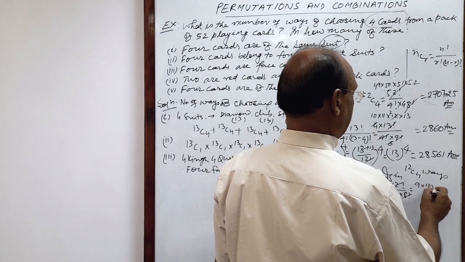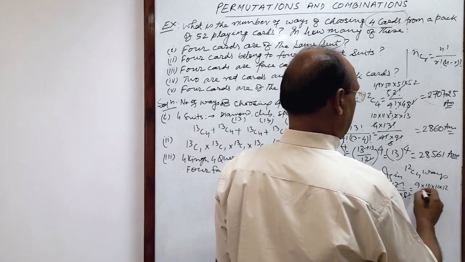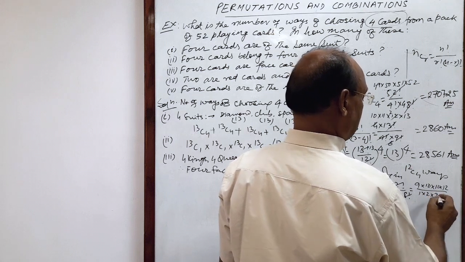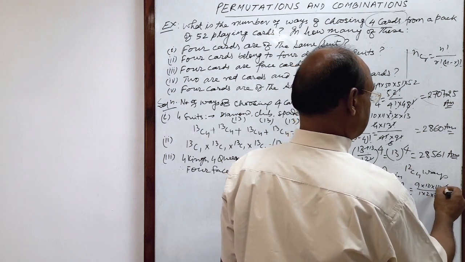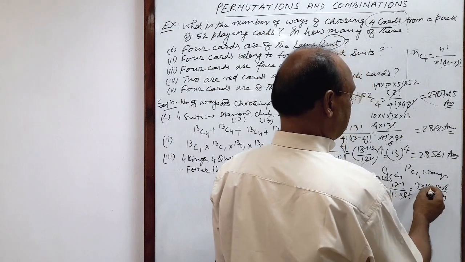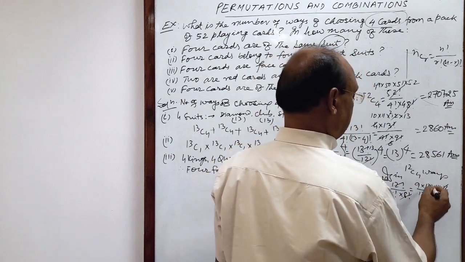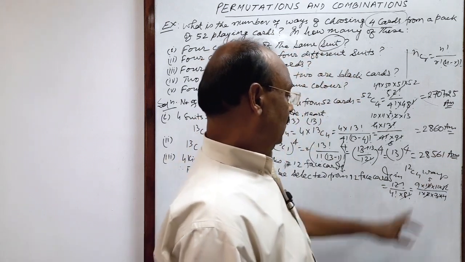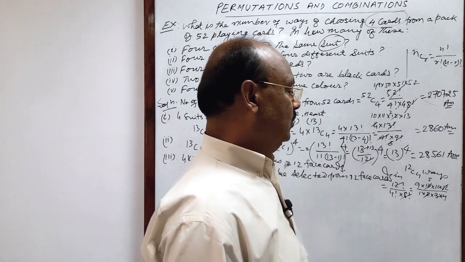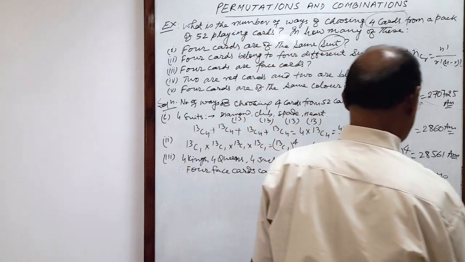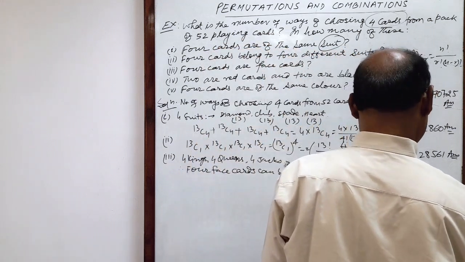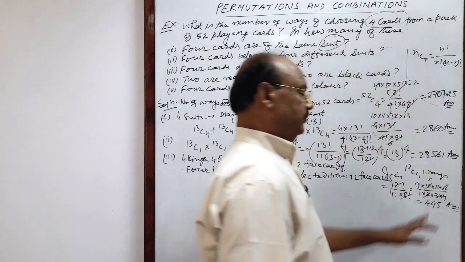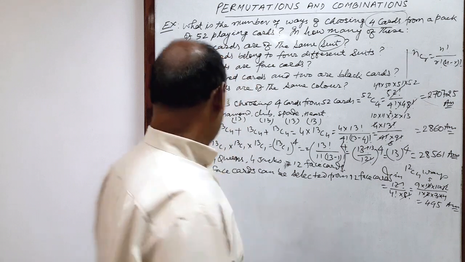9 into 10 into 11 into 12 divided by 1 into 2 into 3 into 4. Four 3s are 12, so that will be cancelled out, and 2 will be cancelled out with 10. Two 5s are 10. So we have to multiply here 9 into 5 into 11. How much will this be? This will be 495. This will be the answer. Simple. Okay, next.